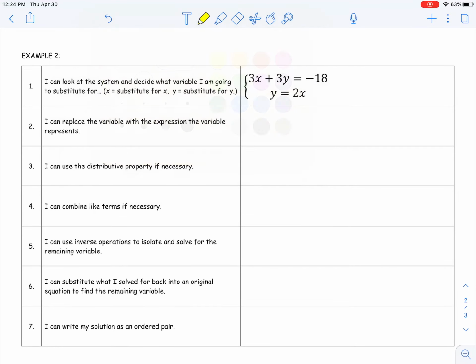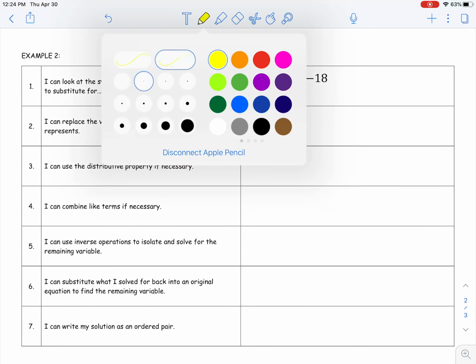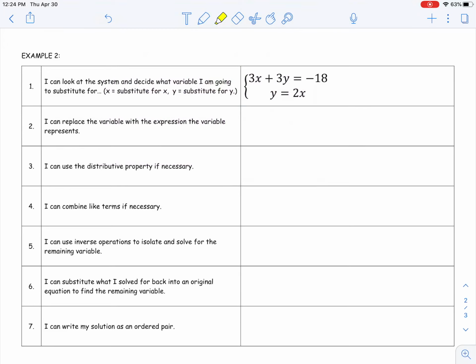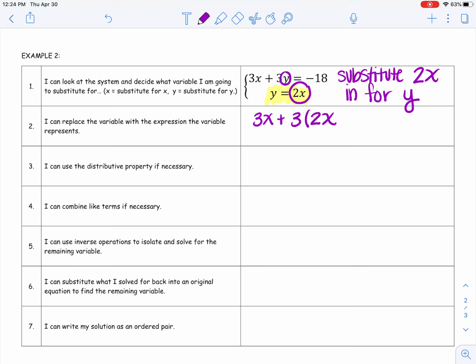Okay, so I'm still looking at what I'm given. So I am given, trying to get my highlighter here, there we go, y equals 2x. So I know that I'm going to be substituting in for y. So I'm going to substitute 2x in for y. Okay, so that 2x is going to go in where y is. So I have 3x plus 3 times 2x equals -18.